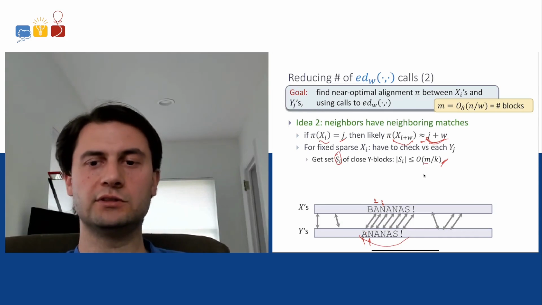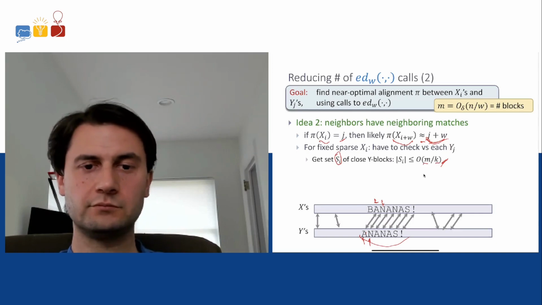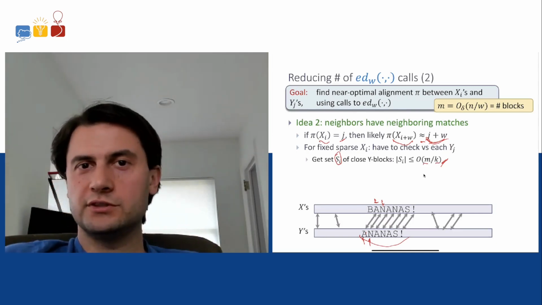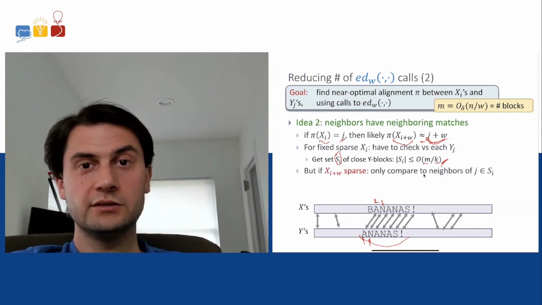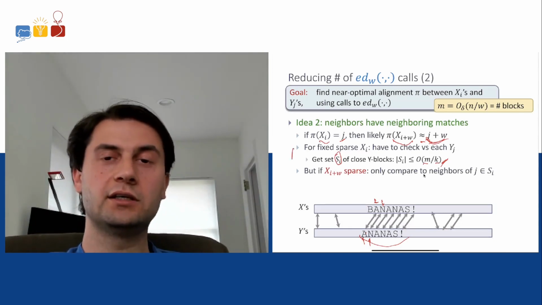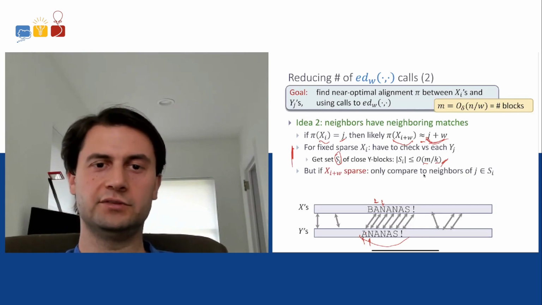Total number of y blocks divided by the number of centers that we chose at random. Okay, cool. Right, so we didn't manage to save any number of calls here. So xi was still compared against all y's. But we can use the work that we've done here to benefit other sparse blocks, right? So this is kind of the idea.